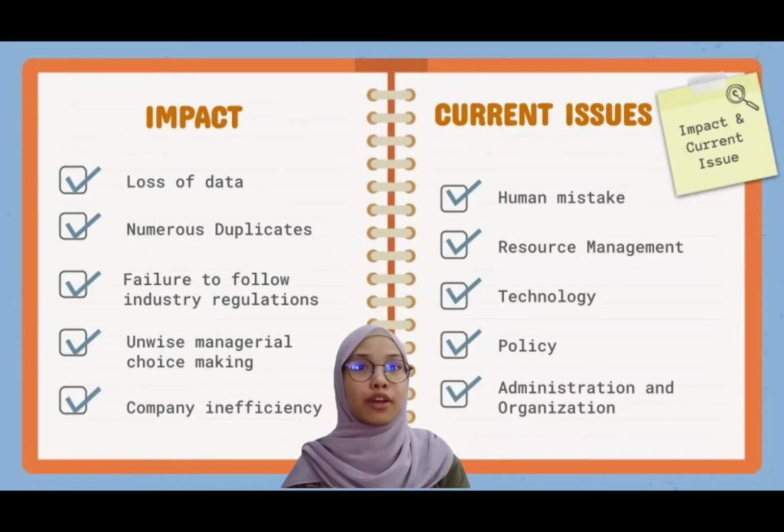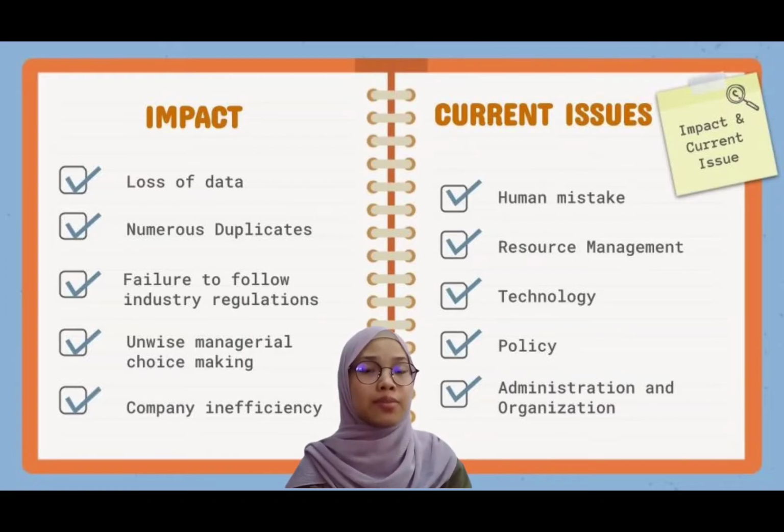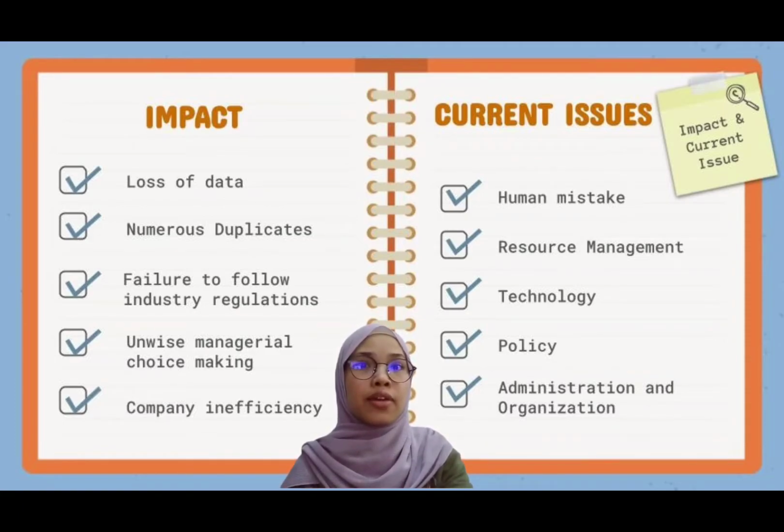Besides that, the impact of improper classification and filing system on an organization. A number of dangers are there, with inadequate record keeping at their core, and they spread out in all directions. For one reason or another, every sort of data a company keeps needs to be tracked, and if records are not maintained effectively, they can lead to potentially disastrous outcomes as shown below. First is loss of data. Second is numerous duplicates. Third is failure to follow industry regulation. Fourth is unwise managerial decision making.